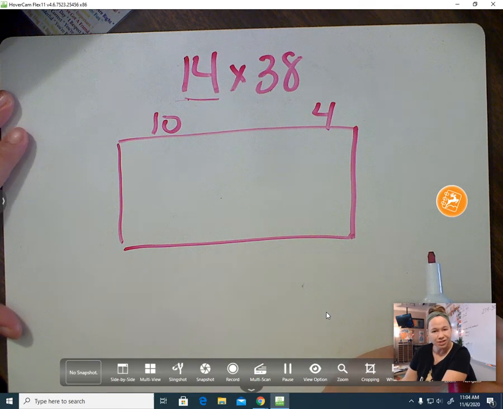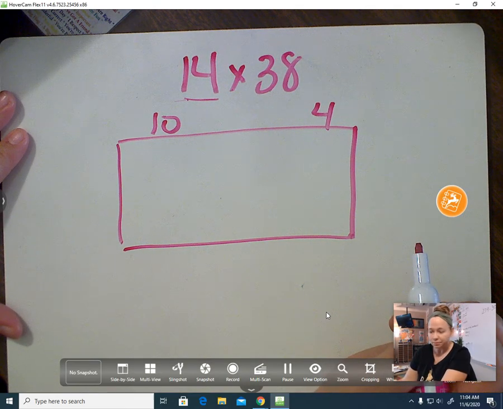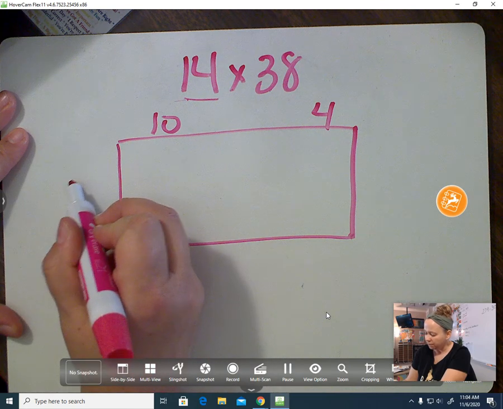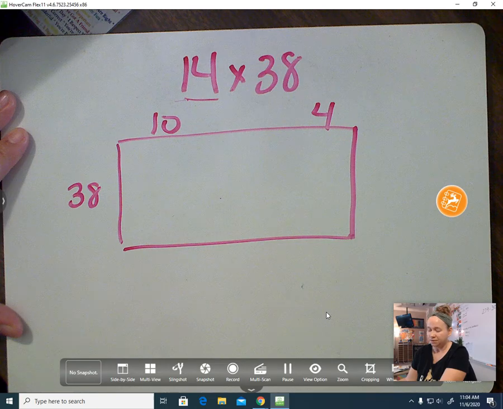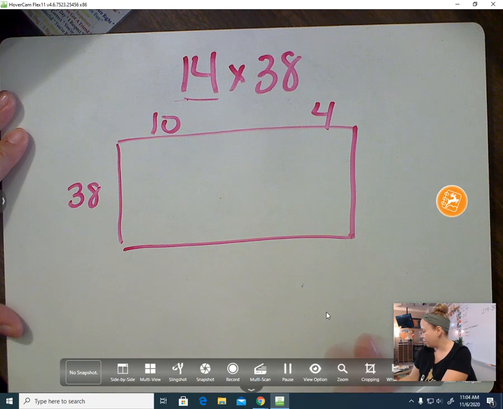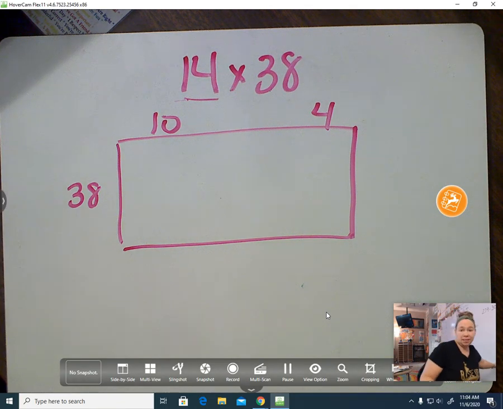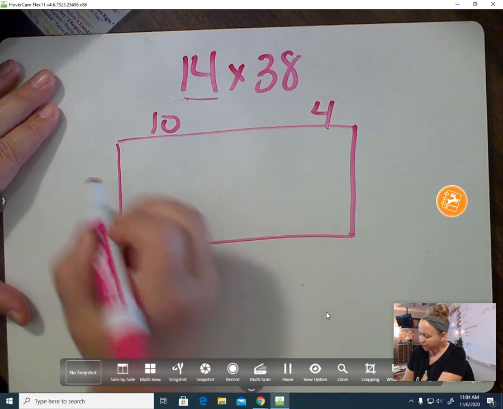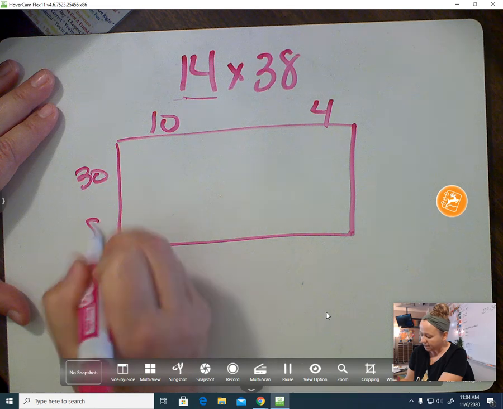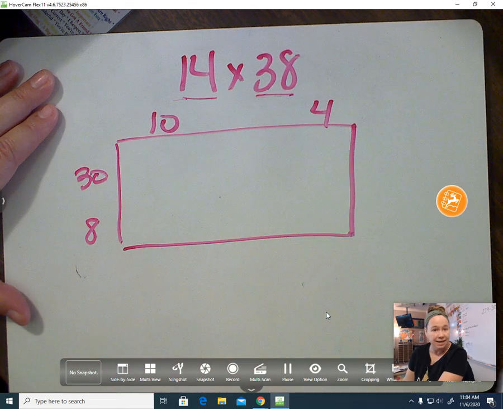So what are we going to do with that 2-digit factor? What do you think we should do? Normally we would write it right here. Well, if I write this right here, I don't know that I can mentally do 38 times 4. Remember, the whole purpose of this is to make it a little bit less difficult on me. So here's what we're going to do. We're going to write 30 and 8. I'm going to break apart the 38 as well.